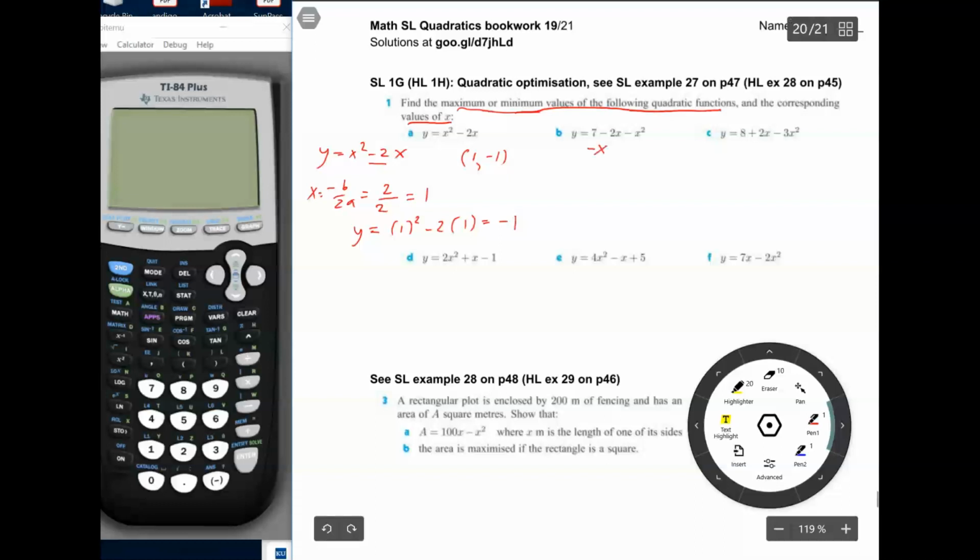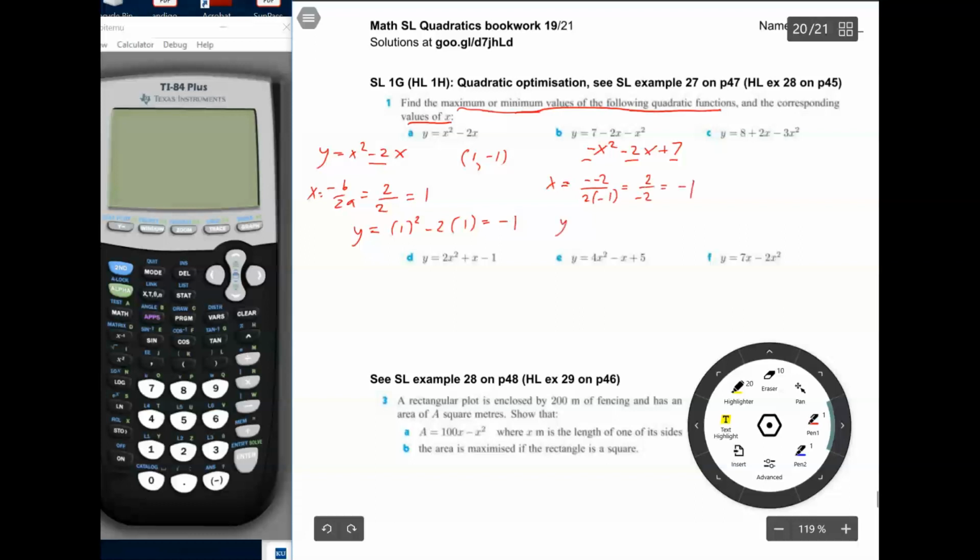Just be careful, they're trying to fool you. Look what they did. They inverted the order so that it looked like the a value was 7. Don't be fooled, the a value is negative 1, right? And the b value is negative 2, and the c value is 7. Let's try it out. X equals negative b over 2a. So that's equal to positive 2 divided by negative 2, which is equal to negative 1.